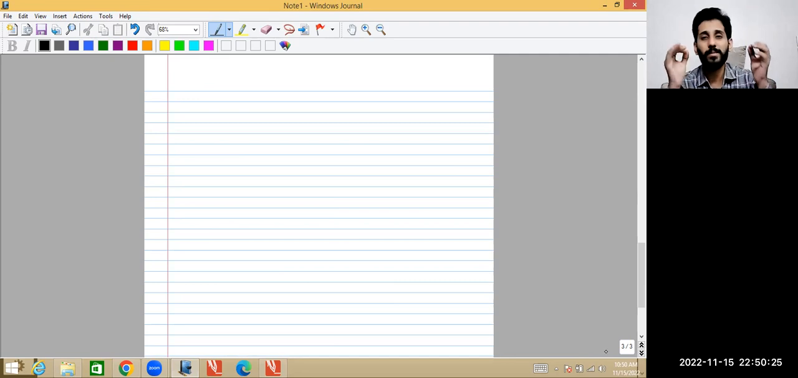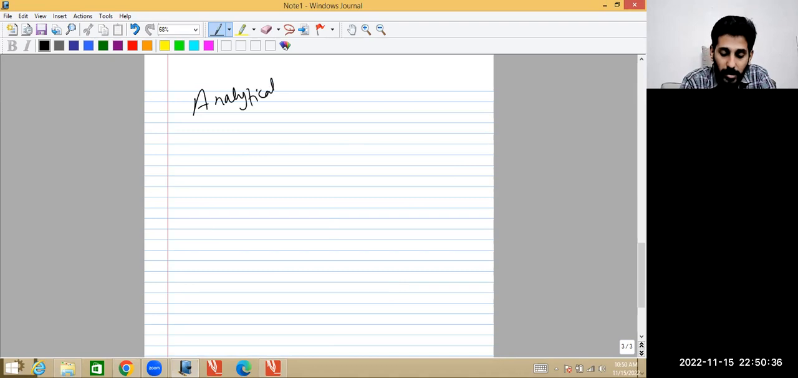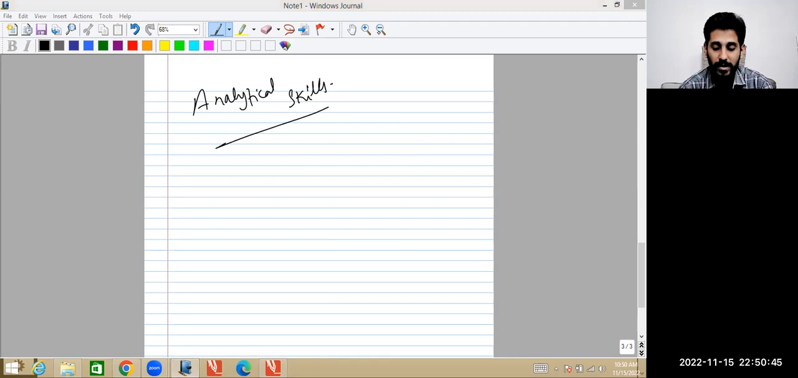Now, what do you mean by the term skeptical? It means that you should have a very sharp mind and a sharp attitude, and you should have analytical skills. Now, what do analytical skills actually mean? They mean that you will be able to frame your answer based on the requirement of the examiner, right?